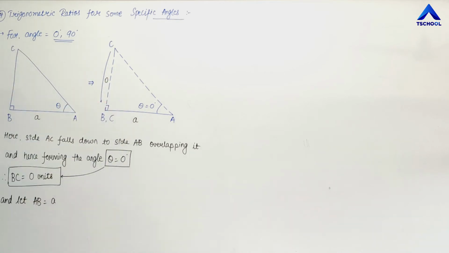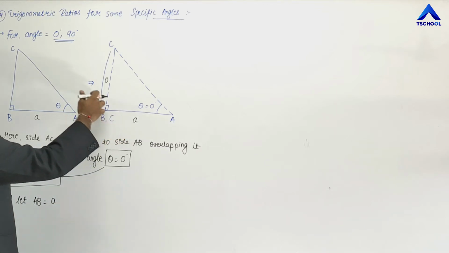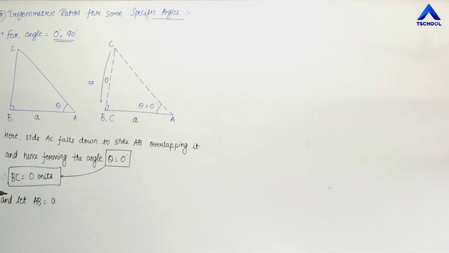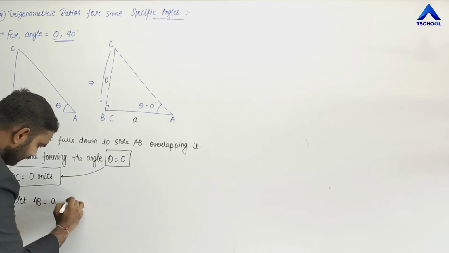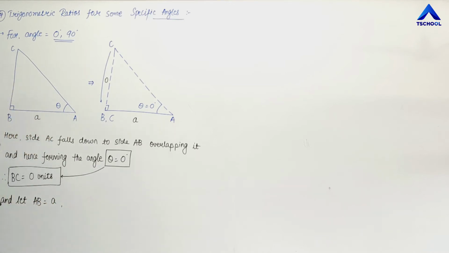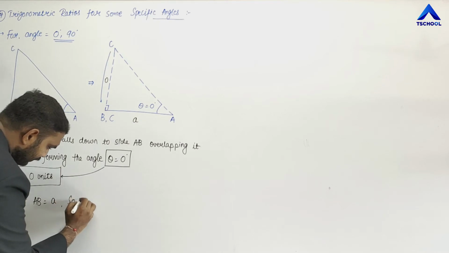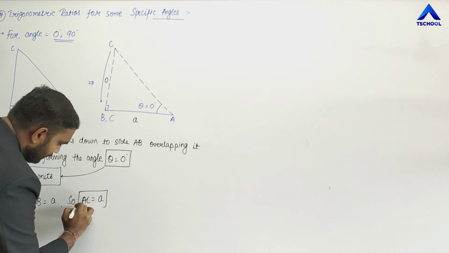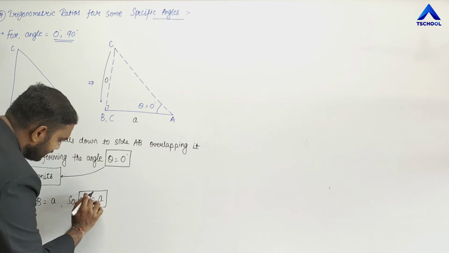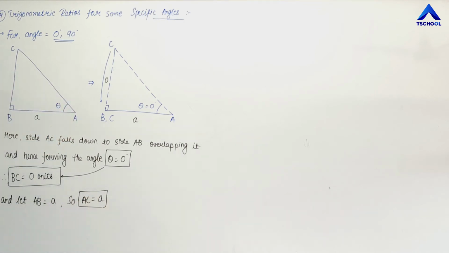Then what will be the length of side AC? Obviously it will be A only, no? Why? Because you can apply the Pythagoras Theorem here. That is A square plus 0 square equals to AC square, right? Therefore, hence, and let AB equals to A. So AC is also equals to A. So we got our sides here, AC equals to A.